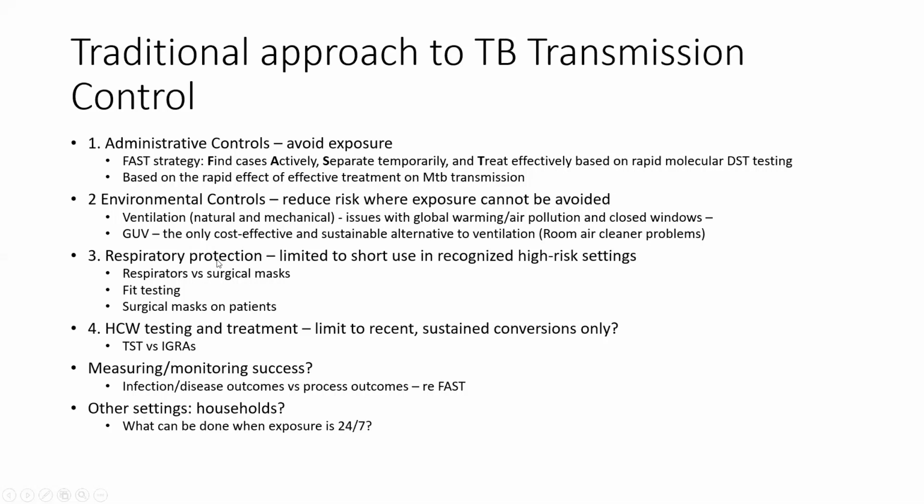And then finally, given the fact that none of these first approaches, which are considered the most broadly applicable and effective, are perfect, then wearing a respirator, personal respiratory protection, is also indicated, particularly for short-term use in high-risk settings. So doing a bronchoscopy, working in the emergency room with patients with unsuspected TB before they're diagnosed. And we need to make these distinctions between respirators and surgical masks to talk about fit testing and surgical masks on patients.